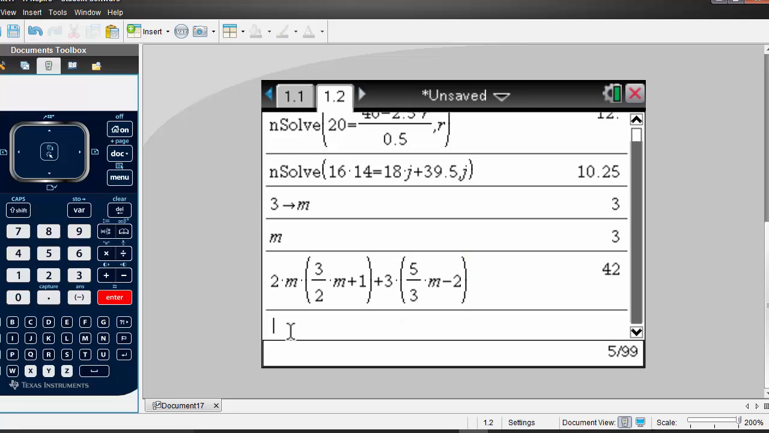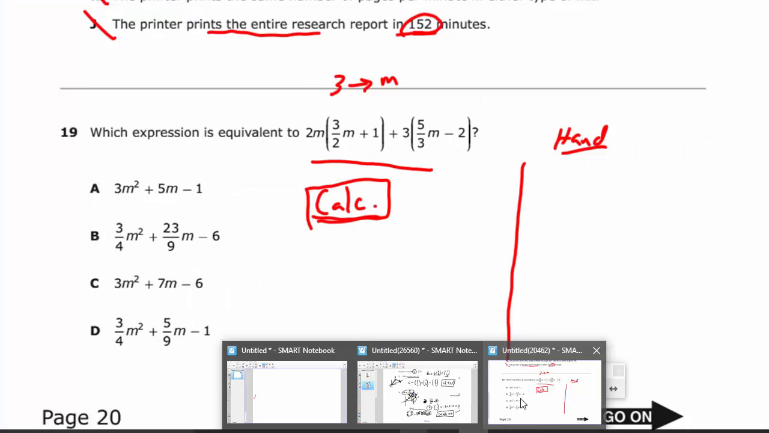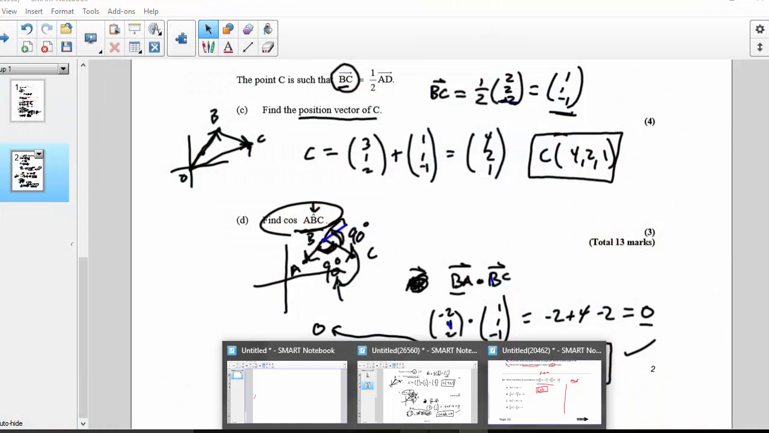Now all I'm going to do literally is type in all the answers until I see the number 42. When that happens, that'll be the correct answer. So let's look at the first answer. It says it's 3m squared plus 5m minus 1. That's the answer A. So 3m squared plus 5m minus 1.